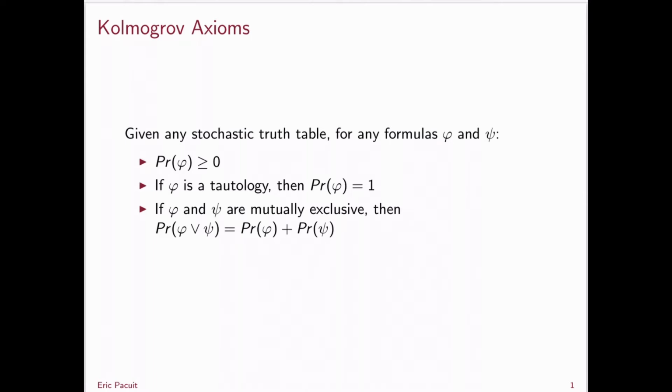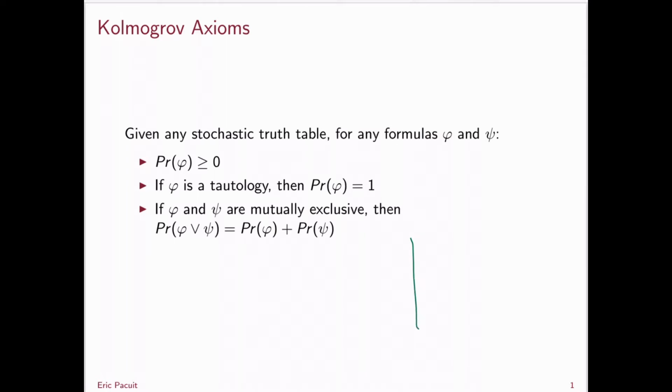and 1. One final property, and this is a crucial property, is that if phi and psi are mutually exclusive, that is, there's no truth value assignment that makes both phi and psi true at the same time, then the probability of phi or psi is going to be the sum of the probability of phi plus the probability of psi.